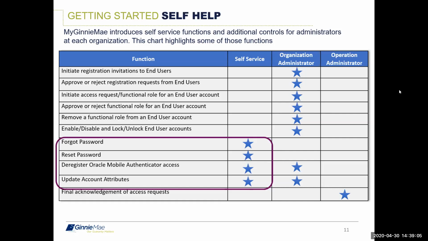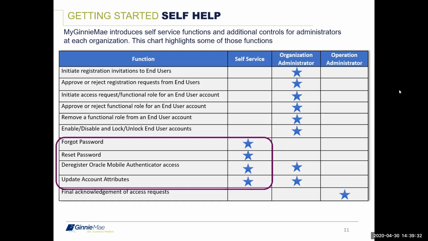You're also able to deregister with the Oracle Mobile Authenticator. If you have registered to have an OTP delivered to a smart device and you change your smart device, you get a new phone or tablet, you're going to have to deregister the Oracle Mobile Authenticator. And you can do that very easily on your own in MyGinnieMae by selecting a button under My Profile that says deregister.